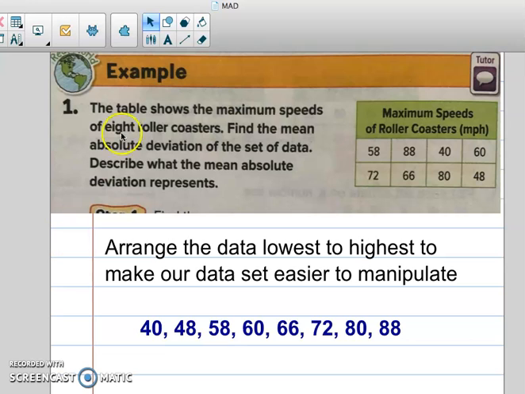Let's look at an example. The table shows the maximum speeds of 8 roller coasters. To find the mean absolute deviation of a set of data, we're going to describe the mean absolute deviation and what it represents afterwards. So let's see the example here. Maximum speed of roller coasters in miles per hour. So we have 8 data over here. We could arrange this data from lowest to highest, but it's not necessarily needed, just to make it easy to look at and easy to solve later on.